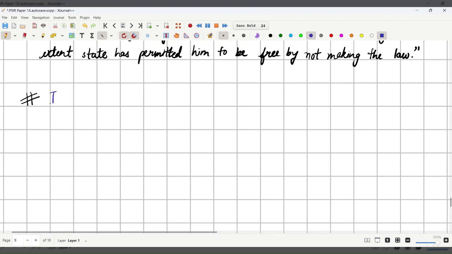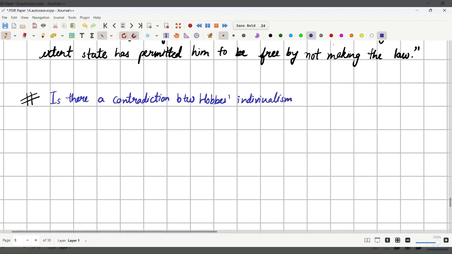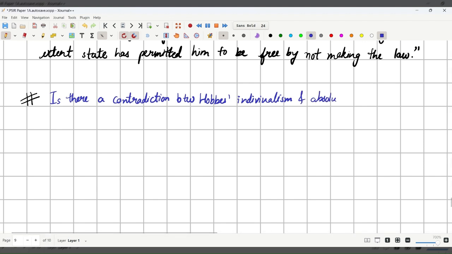Okay. Is there a contradiction between Hobbes' individualism and absolutism? Okay. So is there a contradiction? Is the question.